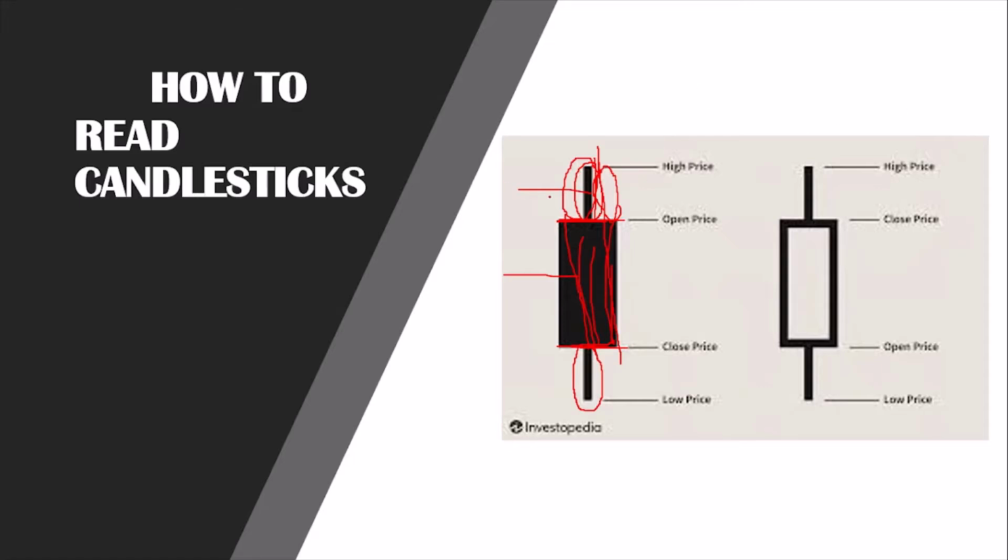This is called a wick or a shadow. This is called the candlestick body, and then this is the open price, and this is the close price. The open price and close price determine whether a candlestick is going to be bullish or bearish. If we are having a bullish candlestick, the open price is going to be below the close price, because that would mean the market started at a low level and closed above. That means this is bullish, the market went up. If the open price is above and the close is below, that means the market started at a high price, continued down and closed low. Therefore this is a bearish candlestick.